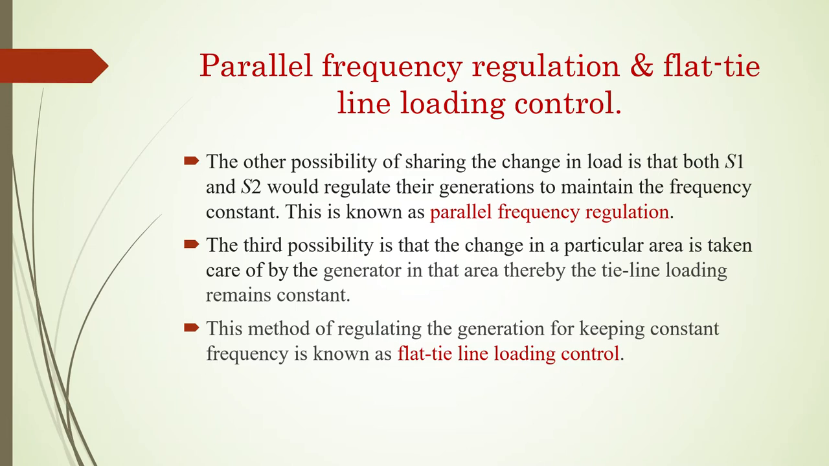The third one is that the change in a particular area will be taken care of by the generator in that area. So tie line loading will remain constant. This method of regulating the generation for keeping the frequency constant is called flat tie line loading control. So what does this mean? If there is a change in area S1, then only S1 is regulating. If there is a change in S2, then only S2 is regulating to maintain the frequency constant. Then that is called flat tie line loading control. Okay.